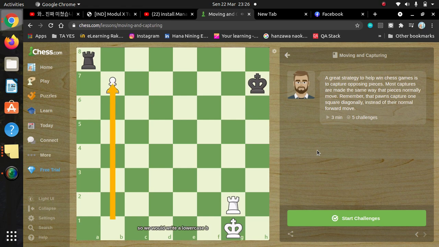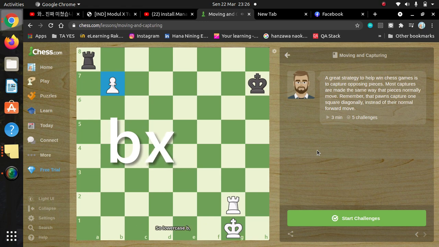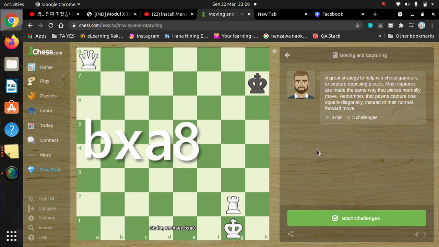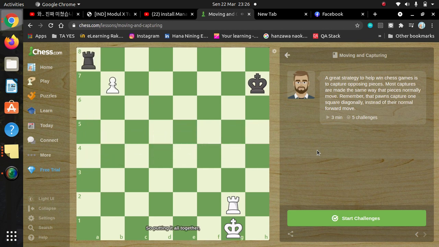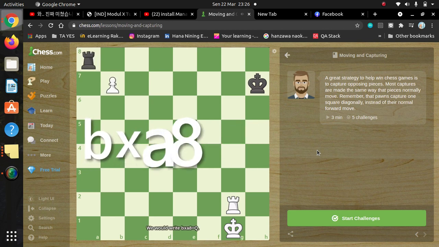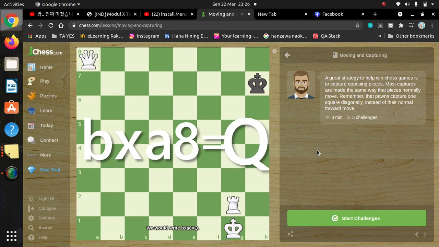So we would write a lowercase b, then we would write captures, which is an X, so lowercase b, X, and then the square that we capture, A8. So BX A8. So far, we have BX A8. Since we are promoting to a queen, you simply add to the end of your move an equal sign and then write which piece you are promoting the pawn into, which is usually the queen. So putting it all together, we would write B takes A8 equals queen. Now it's your turn to practice capturing pieces.